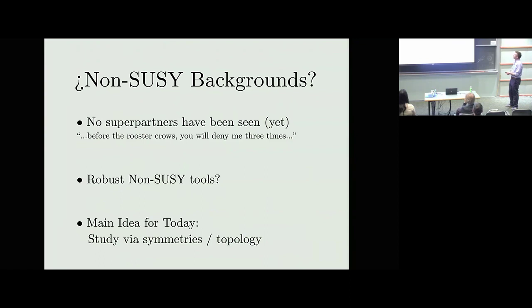So one question is, can we build a robust non-SUSY tool? So of course, when we have a Lagrangian, there's various effective field theory methods. But when you're at strong coupling or more general kinds of stringy backgrounds, what can you do? And the main idea, or the main thing I'm going to be exploring today, is whether we can leverage things we know about topology in the context of the extra dimensions of string theory, and how that feeds down into symmetry structures in the uncompactified directions.